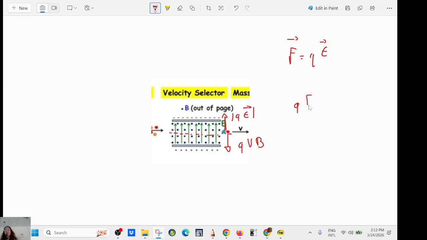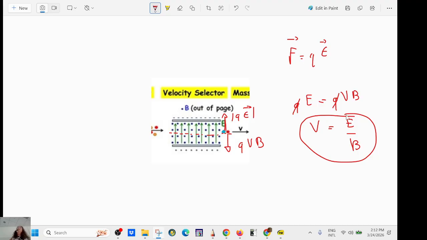So you're going to have QE equals QVB. Okay, so that way you can select the velocity that you want, and you want to make sure that all the isotopes entering the magnetic field region have the same velocity before using a mass spectrometer.